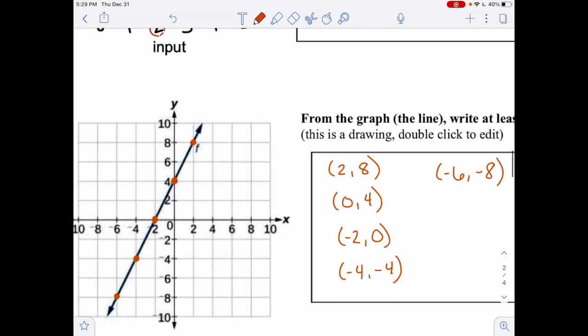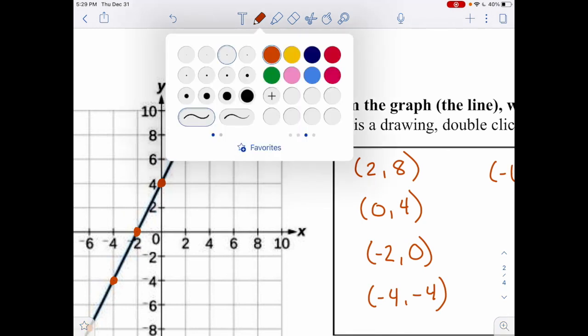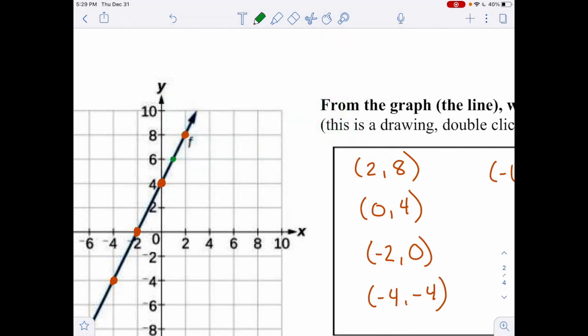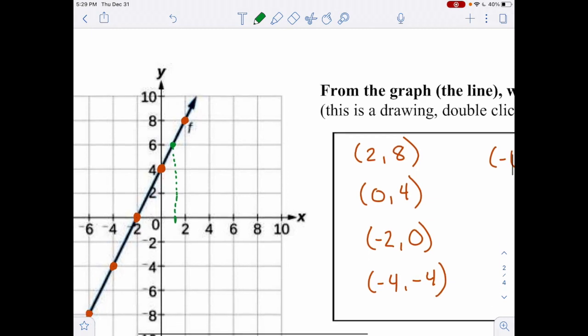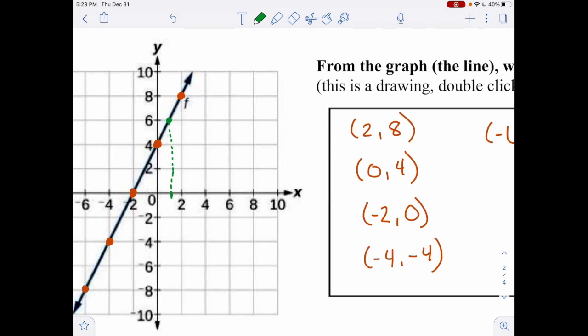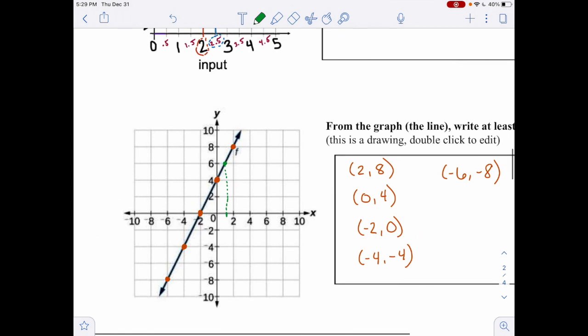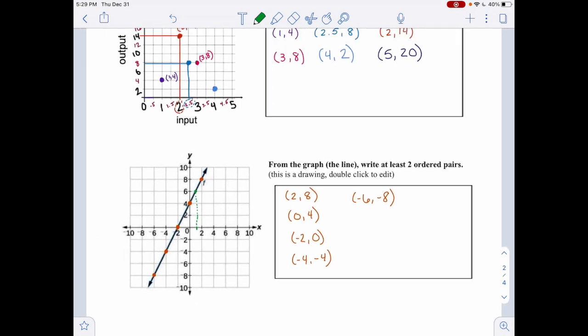Like I said, I could estimate like this point here. I know the y value here is +6, but I don't know the x value. Maybe it's 1, maybe it's 1.5, maybe it's like 1.125, I don't know, so it's not really a great ordered pair to use. That's why we use the ones that are marked in orange.